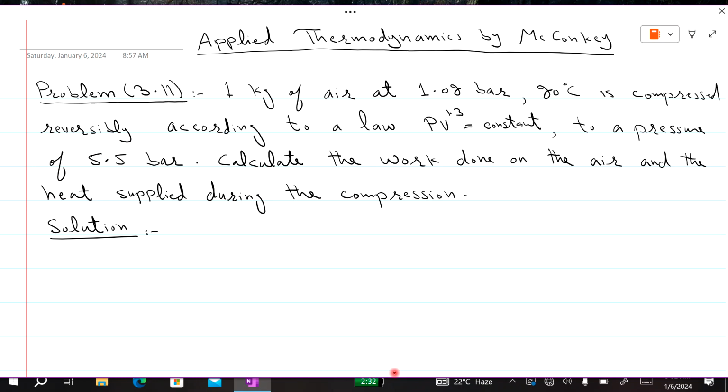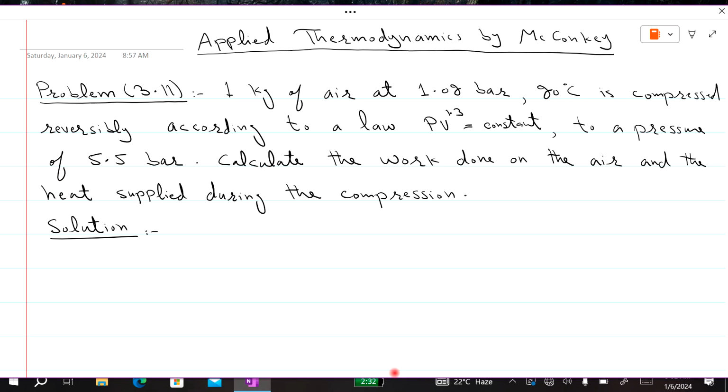In this lecture, we are solving problem 3.11. The statement is: 1 kilogram of air at 1.02 bar and 20 degrees centigrade is compressed reversibly according to a law PV^1.3 = constant to a pressure of 5.5 bar. Calculate the work done on the air and the heat supplied during the compression.